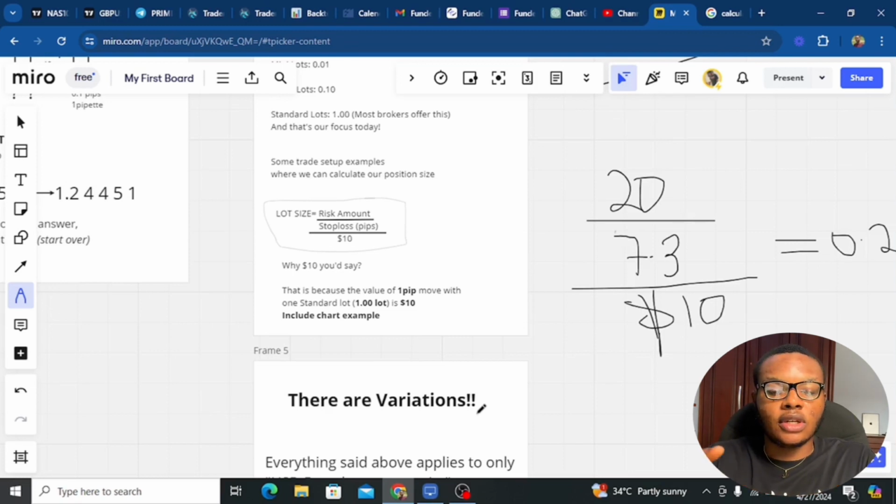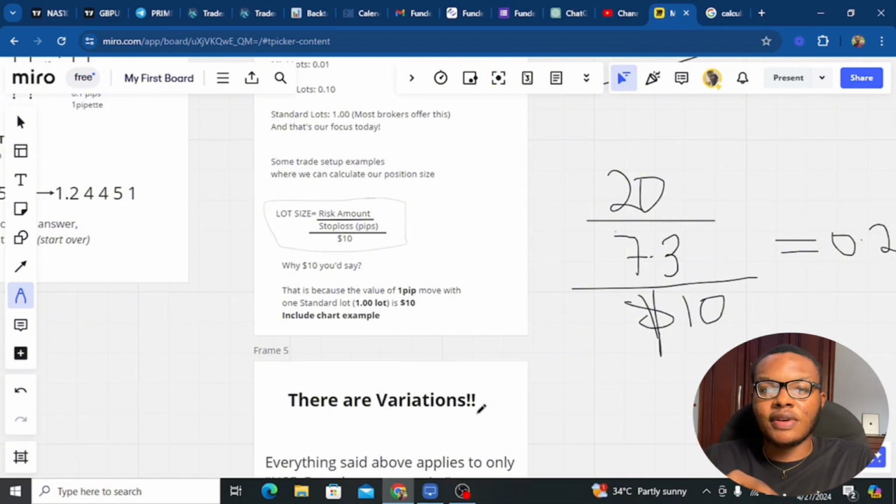For example, let's say you open your MT5 or MT4 and you take a trade with one lot size. If price moves one pip forward, you'll be in profit. Let's say you take a buy trade and price moves one pip forward, you'll be in profit of $10. If it moves one pip downward, you'll be in loss of $10. If it moves two pips, you'll be up $20.